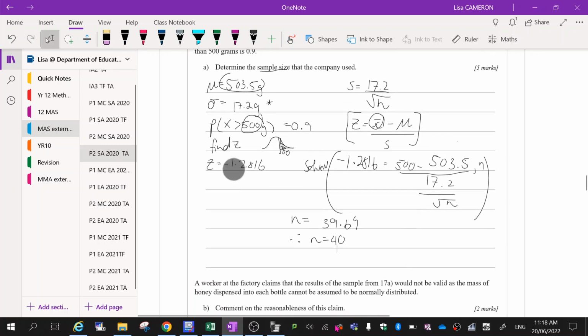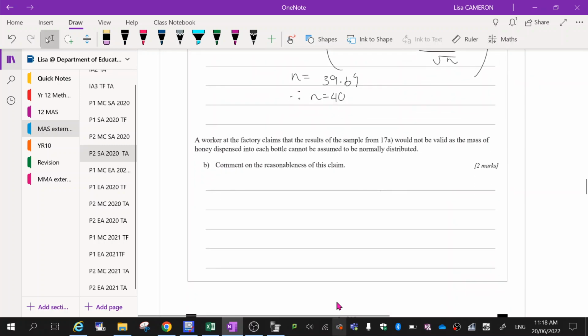Okay, next we're going to look at B. So a worker at the factory claims that the result of the sample from 17A would not be valid as the mass of honey dispensed into each bottle cannot be assumed to be normally distributed. Now, when we're looking at central limit theorem, we assume that if n is greater than 30, that's a large sample. So we can assume normal distribution.